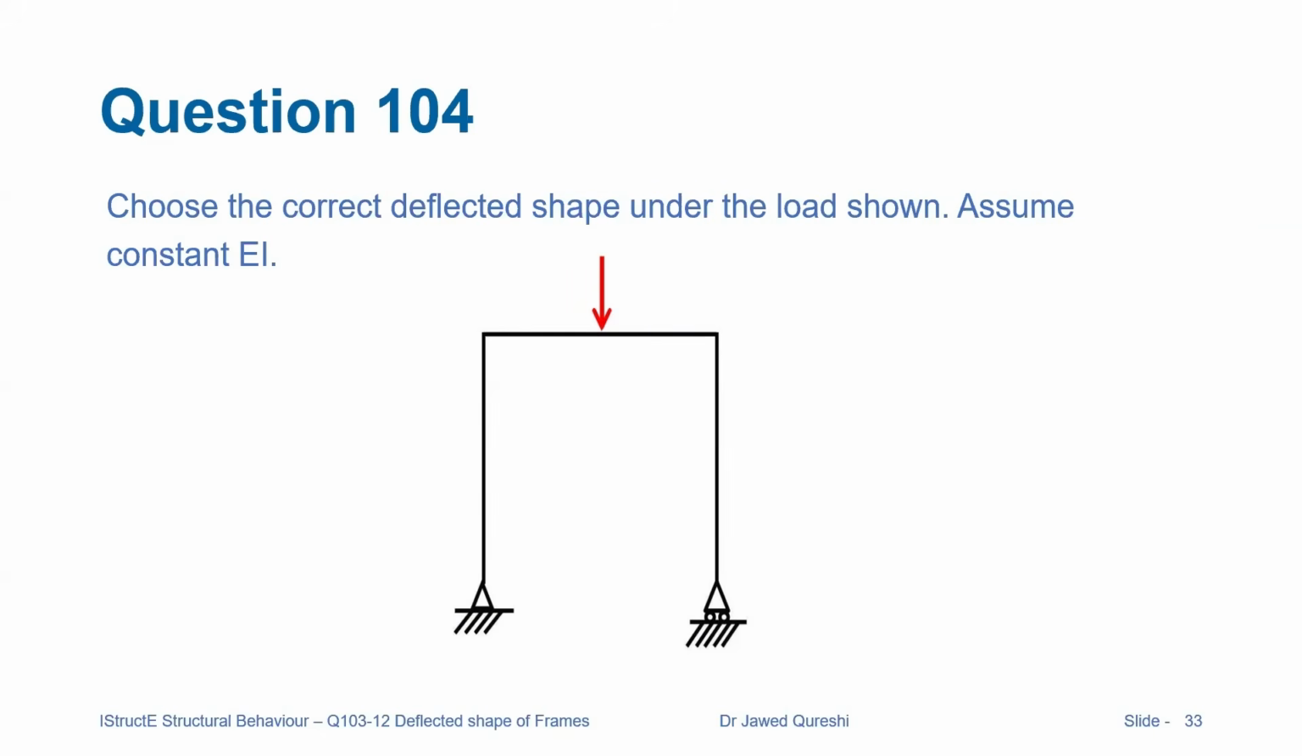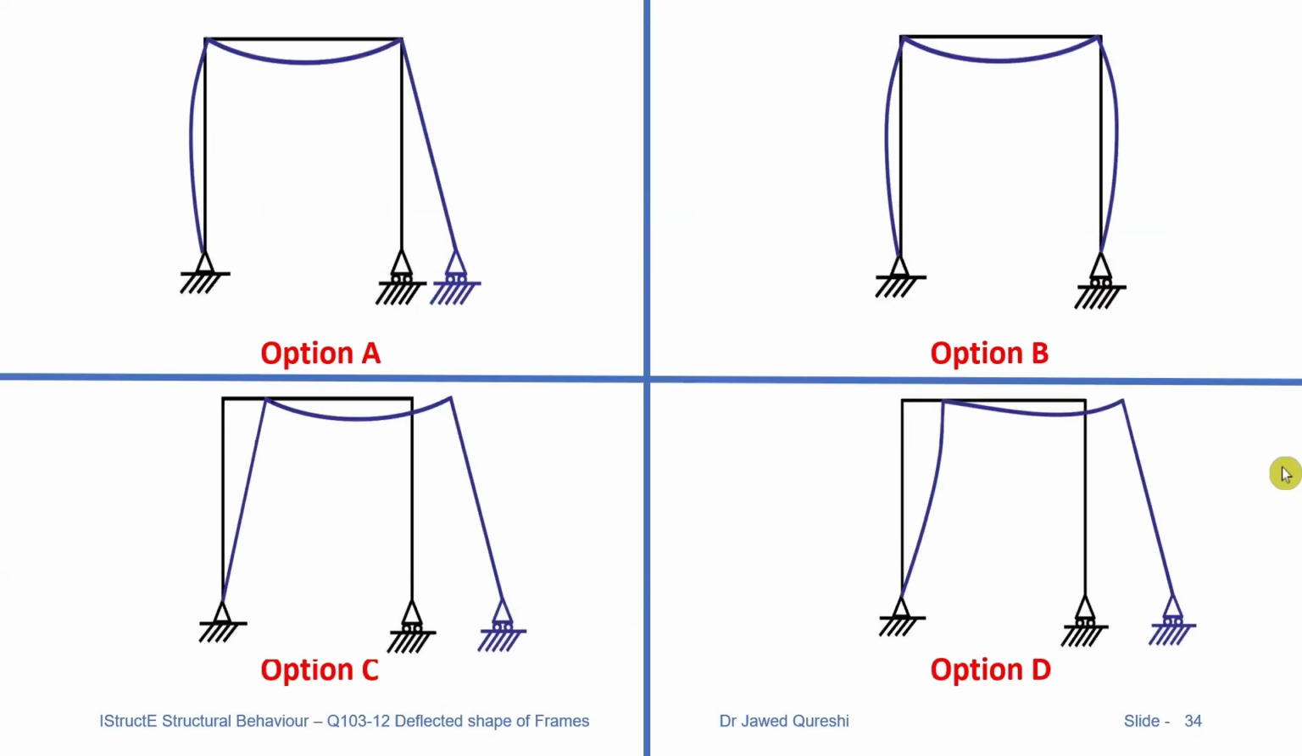In this problem, we have to draw the correct deflected shape, and EI is constant. And additionally, I will draw the shear force and bending moment diagram as well. Let us assess these options. We have a central point load applied, and the beam should deflect like this. This is absolutely fine. When this column is moving towards right, then what is stopping this column from moving right? And this will not bend like this, so this option is incorrect.